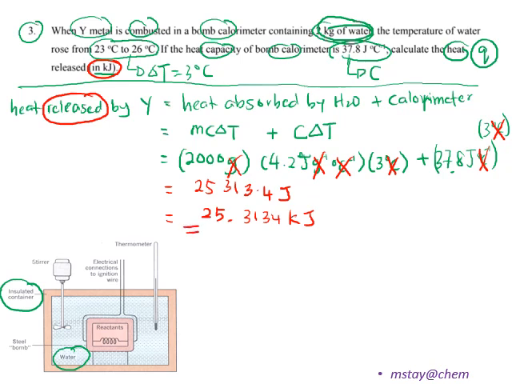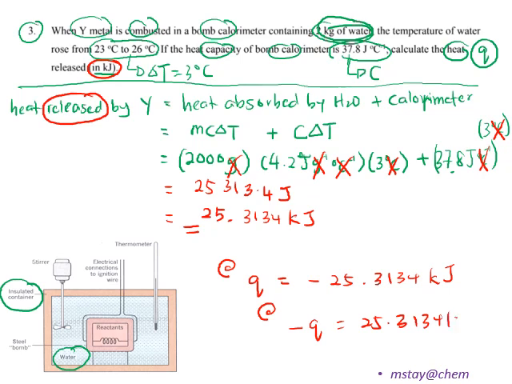Because here we already wrote the words heat released by Y, you don't need to show the negative sign, it is okay. But let's say if you didn't write down the words heat released by Y, and you use the term Q equal to, then you have to put negative 25.3134 kilojoule. Or you can also put negative Q equal to 25.3134 kilojoule. As long as from your answer we can get the idea of heat released, then it will be okay.